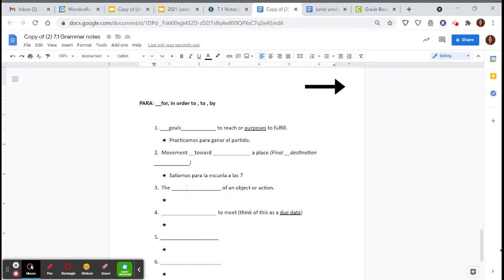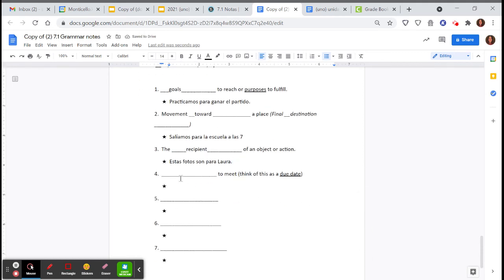Okay, tres. This would be the recipient of an object or action. So, for example, estas fotos son para Laura. So these photos are for Laura. Or if I said, el regalo es para mí. So the gift is for me. I am receiving that gift.